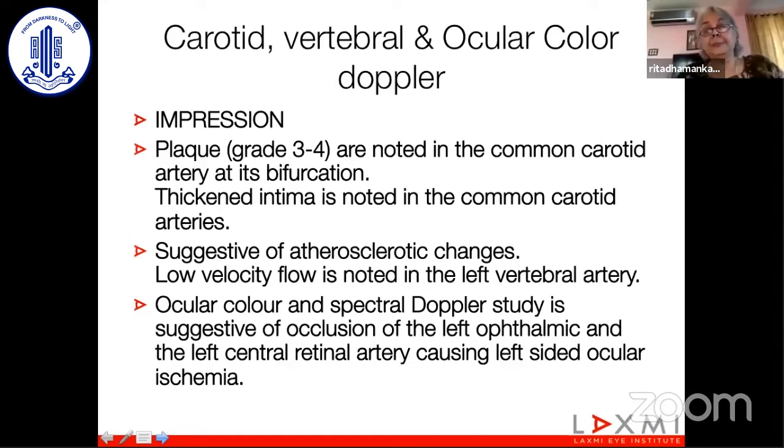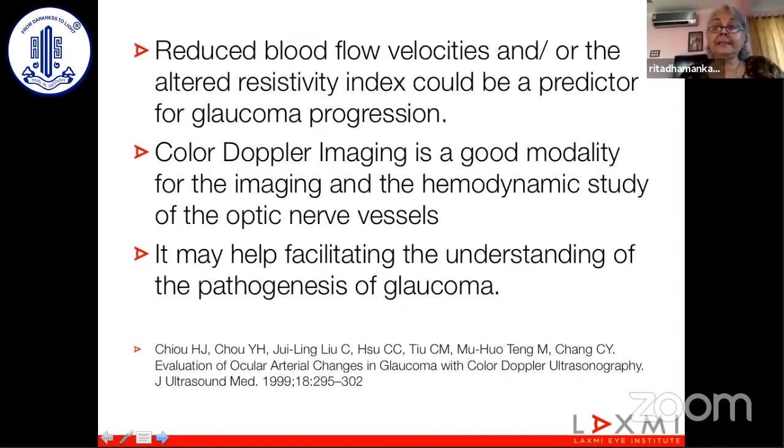I was wondering what to do with this patient, but I just thought that let me look at his ocular blood flow. So we got a carotid Doppler done, and that showed us a plaque of grade 3 to 4 in the common carotid artery at its bifurcation. There was a thickened intima in the common carotid artery, which was suggestive of atherosclerotic changes. There was a low velocity flow noted in the left vertebral artery, and an ocular color and spectral Doppler suggested an occlusion of the left ophthalmic and the left central retinal artery, causing a left-sided ocular ischemia. And so we knew that was probably the reason why his left glaucoma continued to progress despite being on the correct therapy.